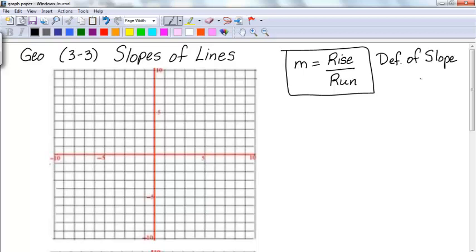I don't know why they use M for slope. I'd have to look that up. I have no idea why.